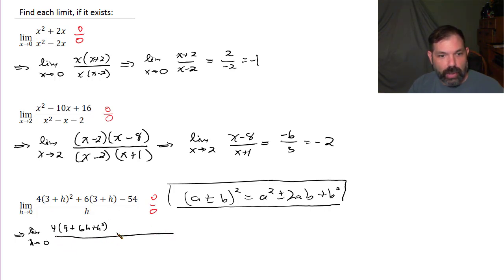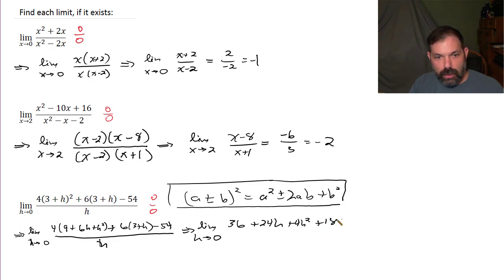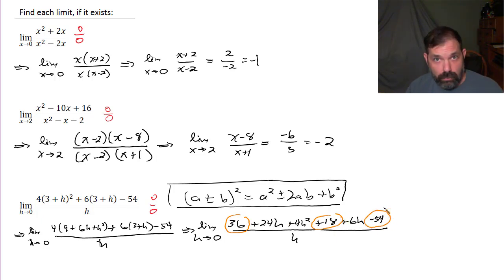So I expanded the 3 plus h squared. Then I have 6 times 3 plus h minus 54, still over h. Distributive property. This is still the limit as h approaches 0. That would give me 36 plus 24h plus 4h squared plus 18 plus 6h minus 54, all divided by h. All right, let's see what we have here. There's that 36 plus 18 minus 54. Let's circle those. If we add those up, those terms all go to 0.